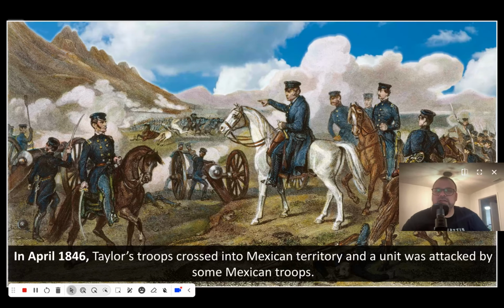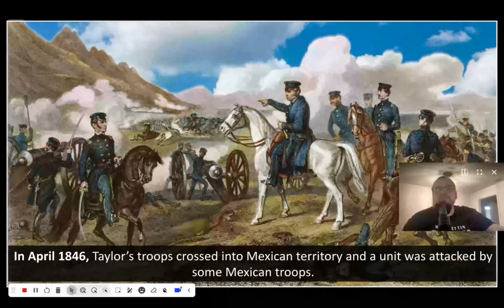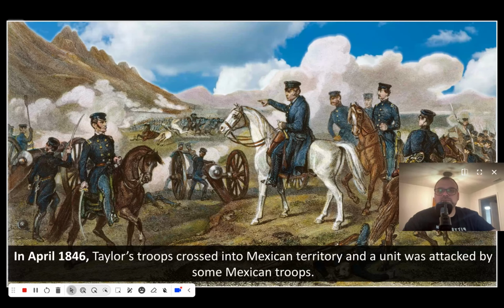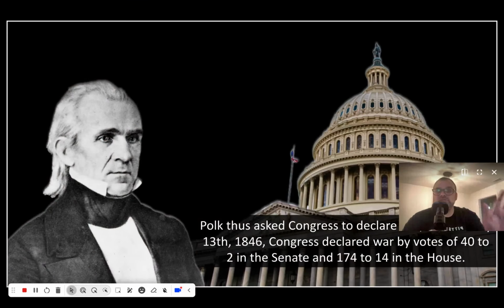Okay, you're staking your claim. But even if you claim that the Rio Grande River is the border, you went south of that border. So really, in the grand scheme of things, the United States invaded Mexico. And when they crossed the Rio Grande River, Zachary Taylor's forces were attacked by Mexican troops. Now, this news went around. James K. Polk learns of this attack.